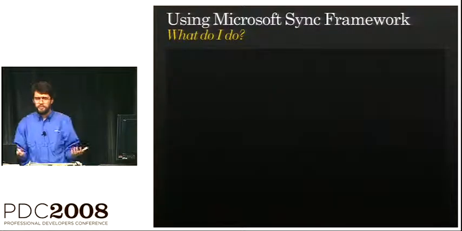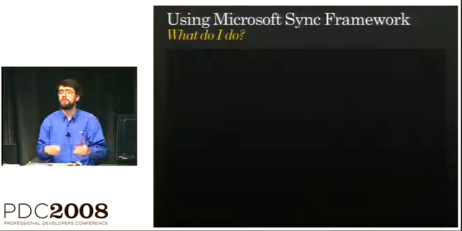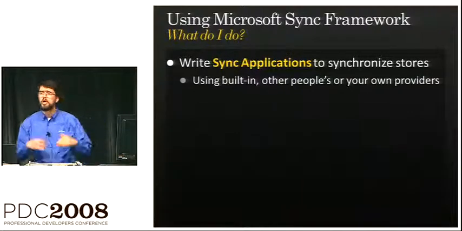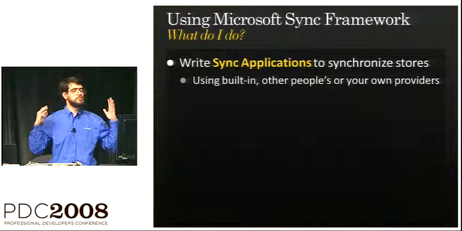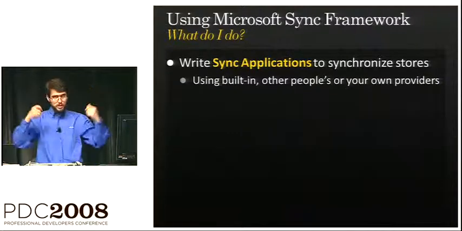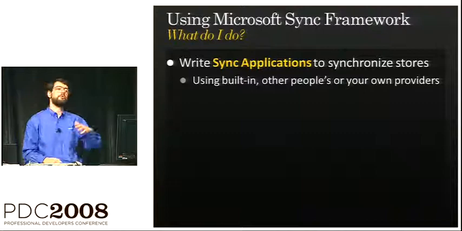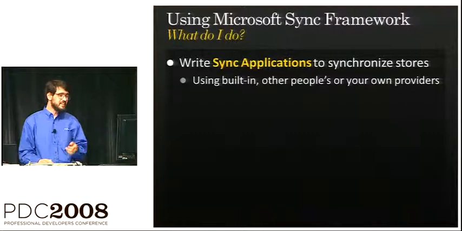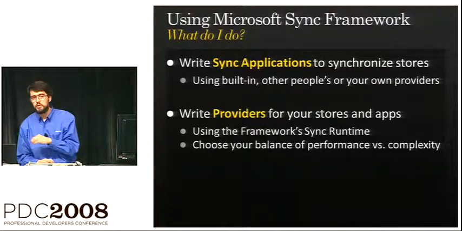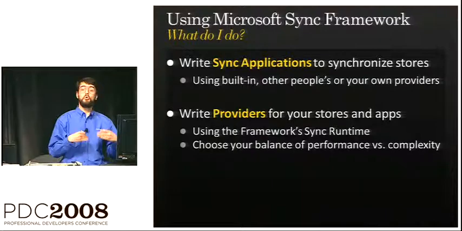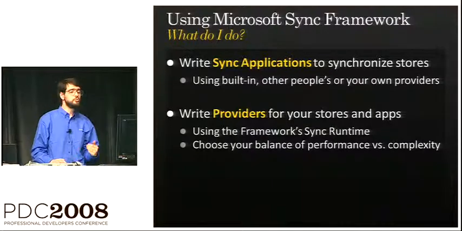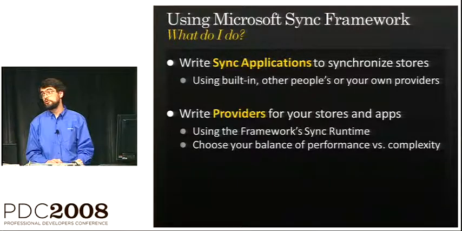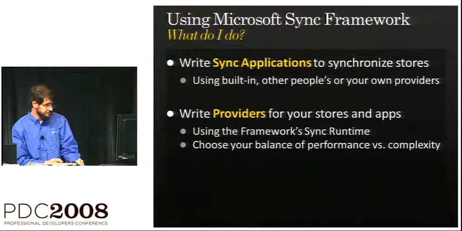All right, so if that's what the Sync Framework does, then how do developers interact with the Sync Framework? Well, it turns out, as should be apparent from the previous slide, there are two ways. One is people write sync applications that synchronize different stores using built-in providers, or using providers that other people have written, or using providers that you yourself have written. Secondly, people write providers themselves. Whenever you encounter a store that doesn't already have a provider, and you do want to sync it, you need to write a provider for it, and that is where Sync Framework's runtime helps you accomplish this task with hopefully not too much effort.